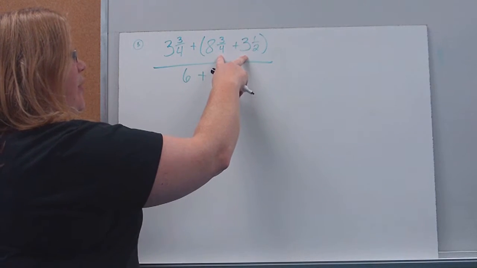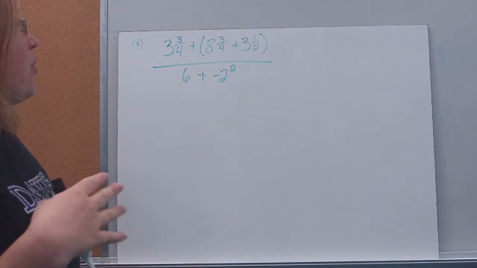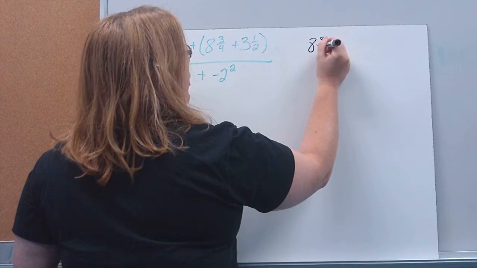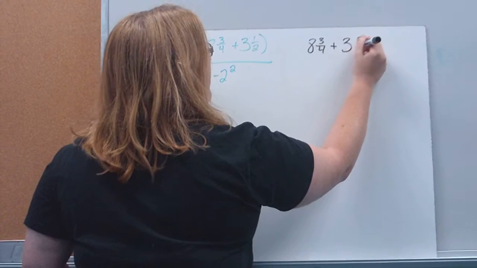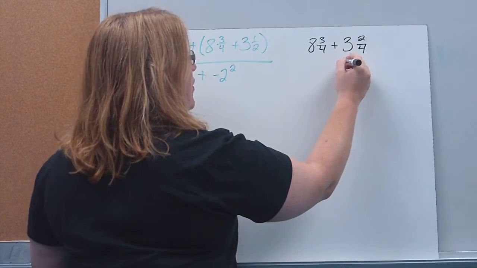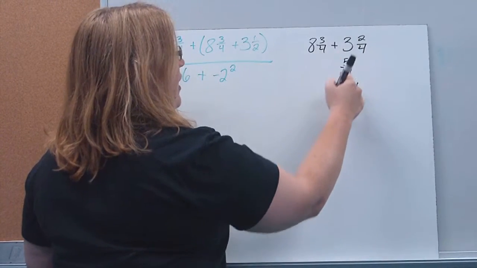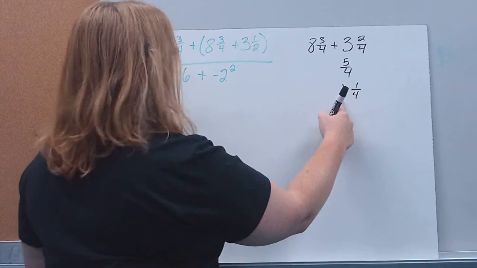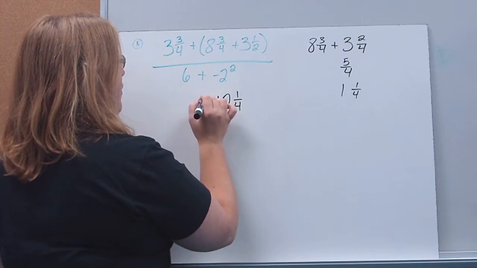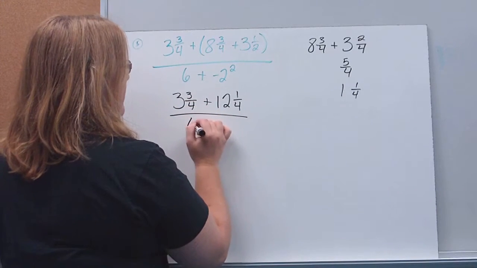So the first thing I'm going to start with up here on the top is my addition. You'll notice that they don't have common denominators. In order to add, I need to have a common denominator. My common denominator here would be 4. 1/2 becomes 2/4. So here I have 3/4 and 2/4, which gives me 5/4, or 1 and 1/4. An 8, a 3, and a 1 would give me 12. So this simplifies to 12 and 1/4. And then I'm just going to copy out the rest of this.